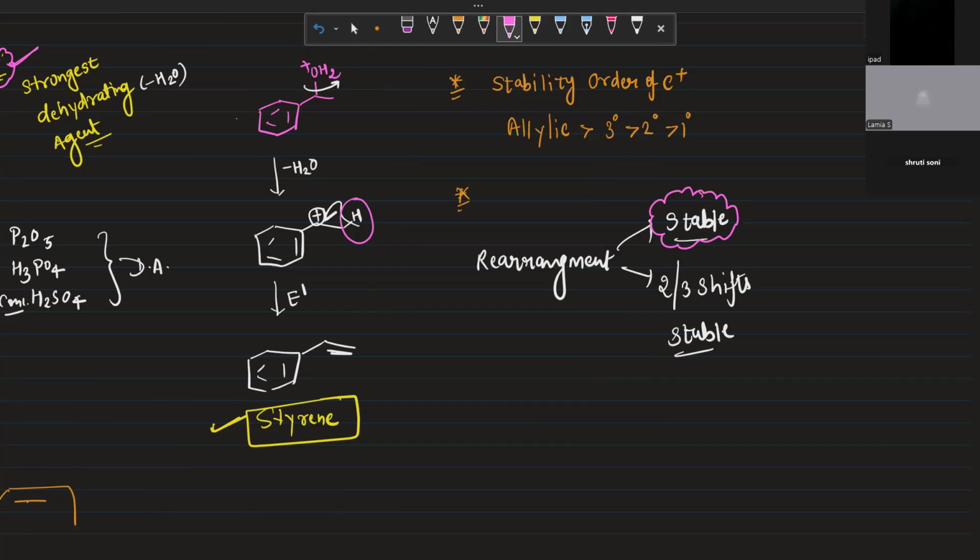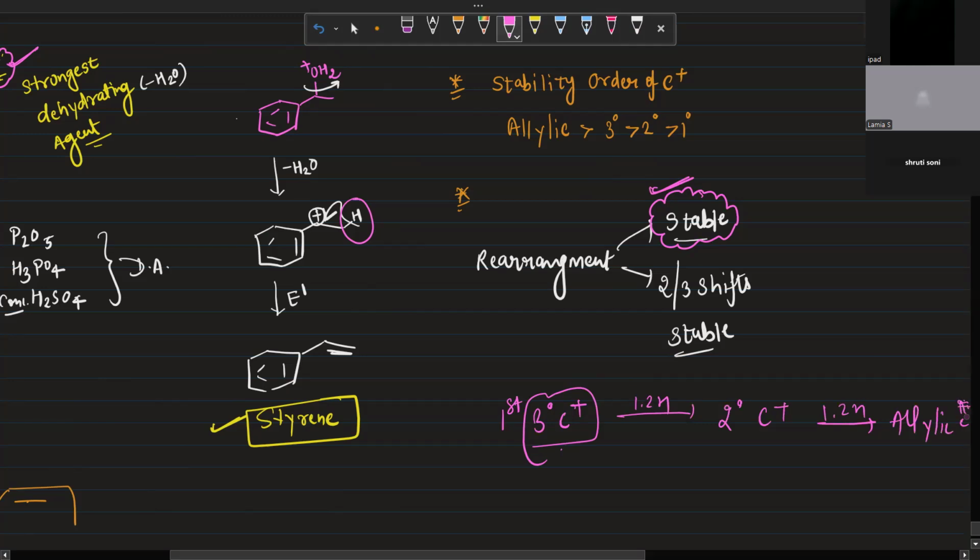Let's suppose there is a 3 degree carbocation, firstly. In the first step, I am having a 3 degree carbocation. After a 1,2 hydride shift, it will convert into a 2 degree carbocation, and after again a 1,2 hydride shift it will convert into an allylic carbocation. So what do you think about this? Is the process stable or not, is the carbocation which formed in the last stable or not?